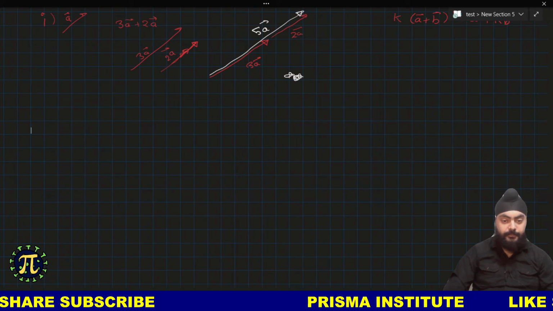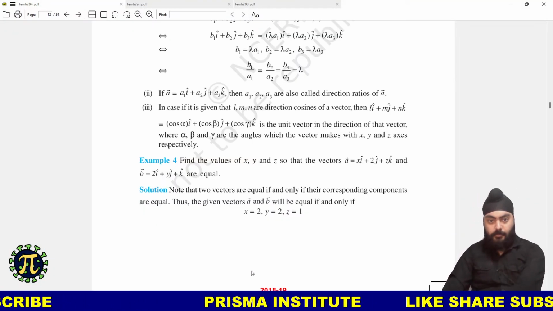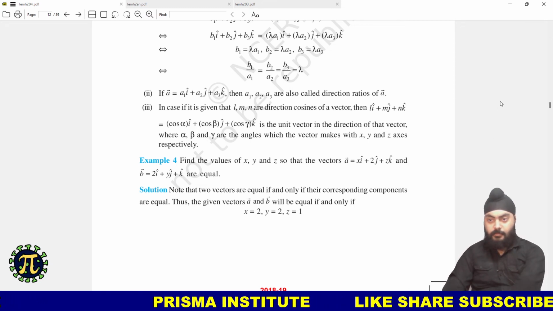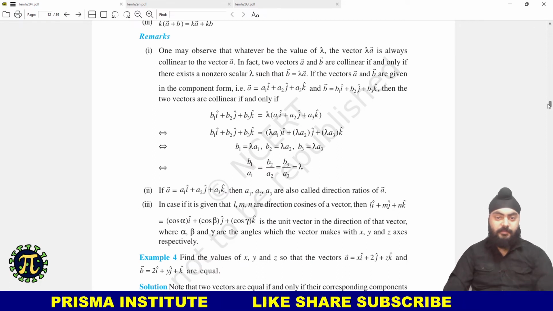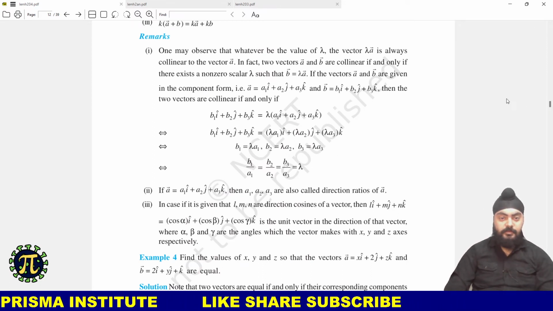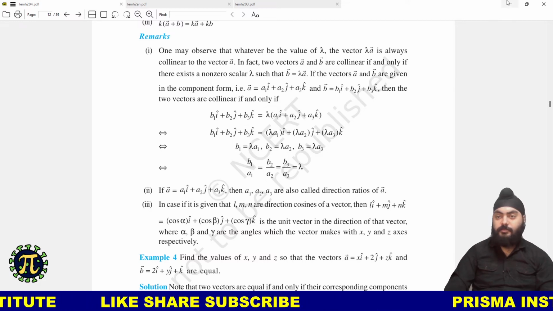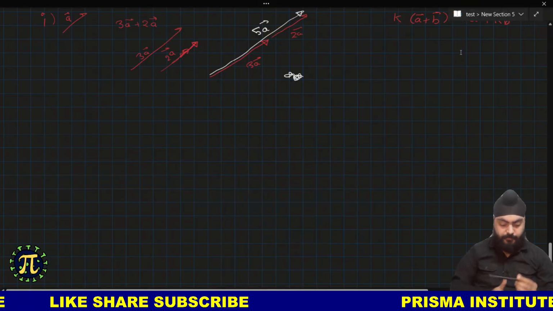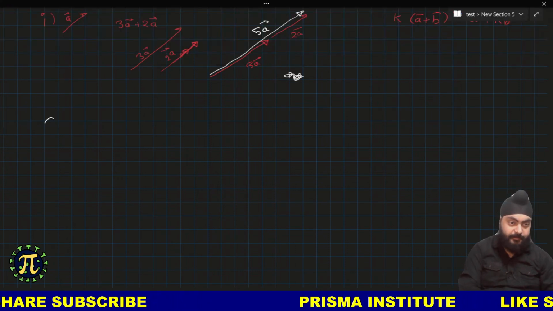Let's continue. Now there are some remarks given in NCERT. So let's write the condition for collinearity, very, very important.